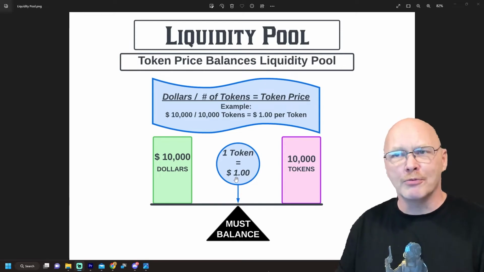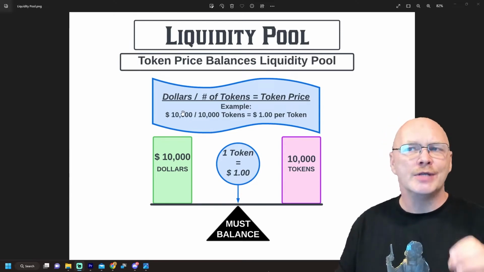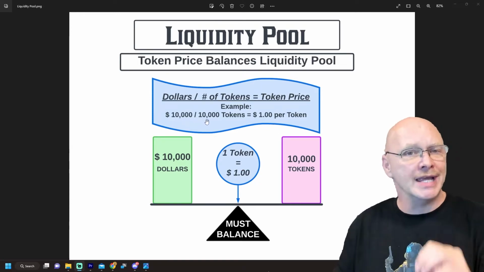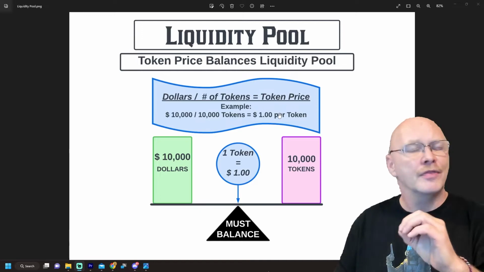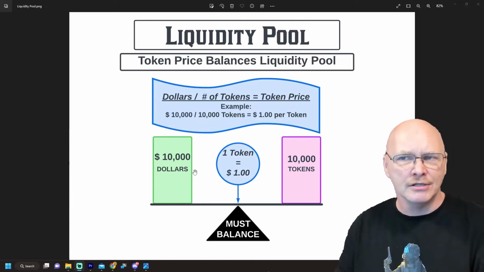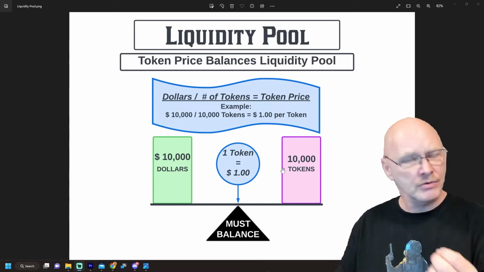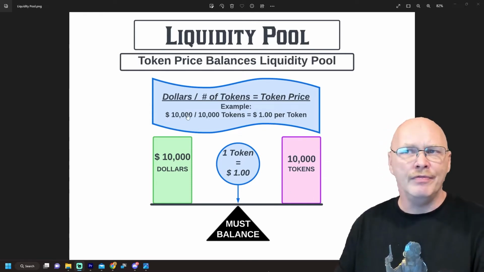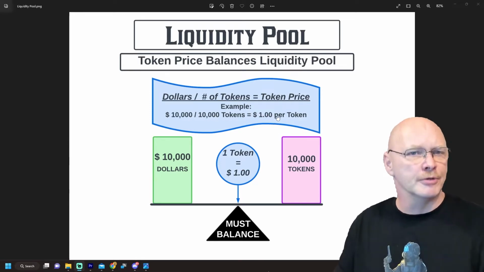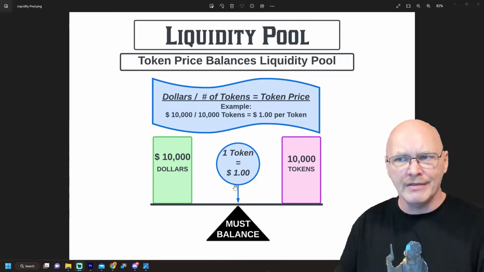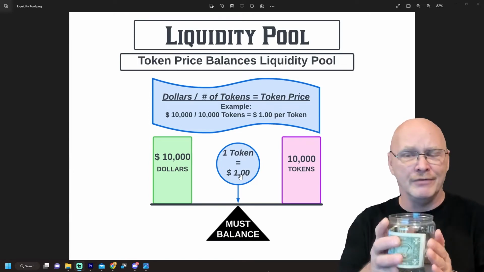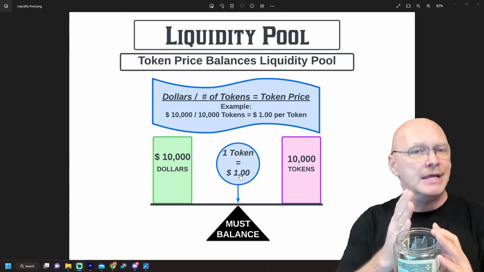Now to come up with the token price, it's a really simple formula. You take the amount of dollars in the liquidity pool, divide that by the number of tokens in the liquidity pool, and that's going to give you the price per token in the liquidity pool. So in this example, we have $10,000 on this side, and we have 10,000 tokens on this side. So we go 10,000 divided by 10,000 means that the price per token is $1 per token. And that's why it's right here in the center, and that's what keeps it balanced, okay? That's all a liquidity pool is. It's a container with an even amount of dollars and tokens based on their value.